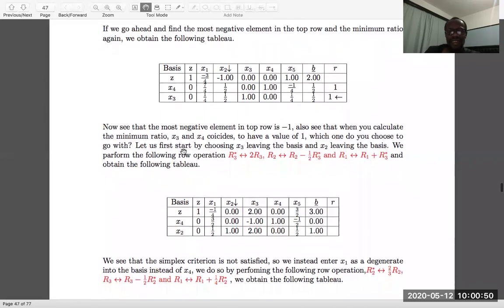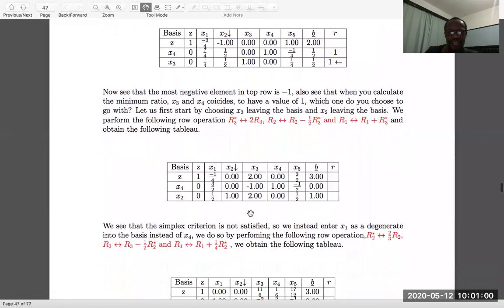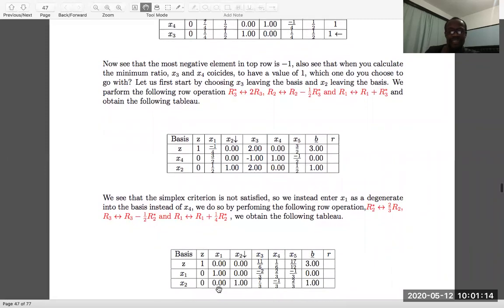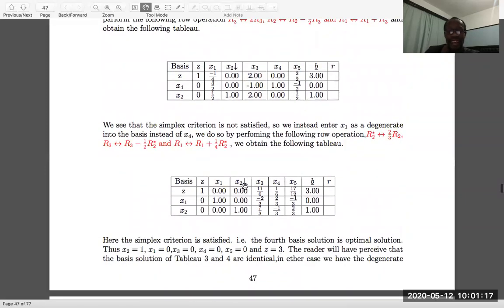Let us first start by choosing X3 leaving the basis and X2 entering the basis. We perform the following row operation, you get that, and you see that you get a 0. We see that the simplex criteria is not satisfied, so we instead enter X1 as a degenerate variable. So X1, we enter it as a degenerate variable, right? It has a negative value there, and we try to perform and make it equal to 1. Again, by doing that, we see that here the simplex criteria is satisfied, i.e. the first basic solution is optimal, you have that.